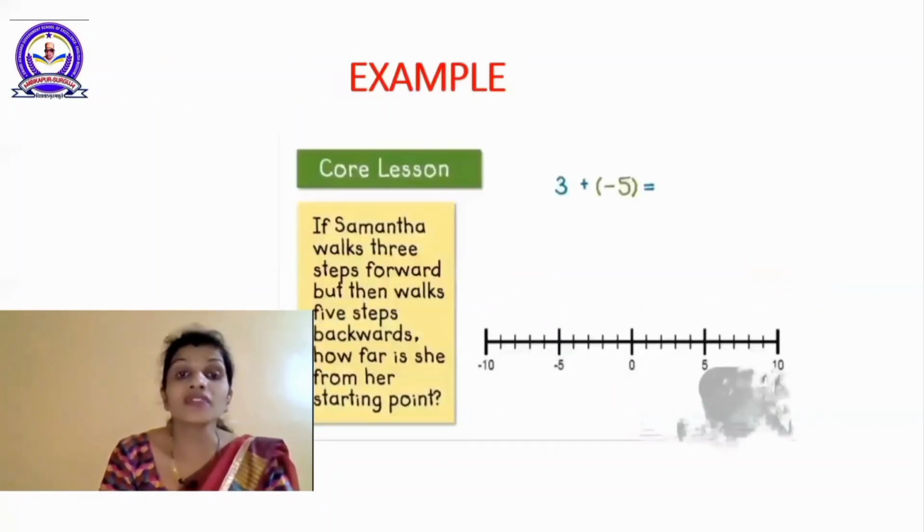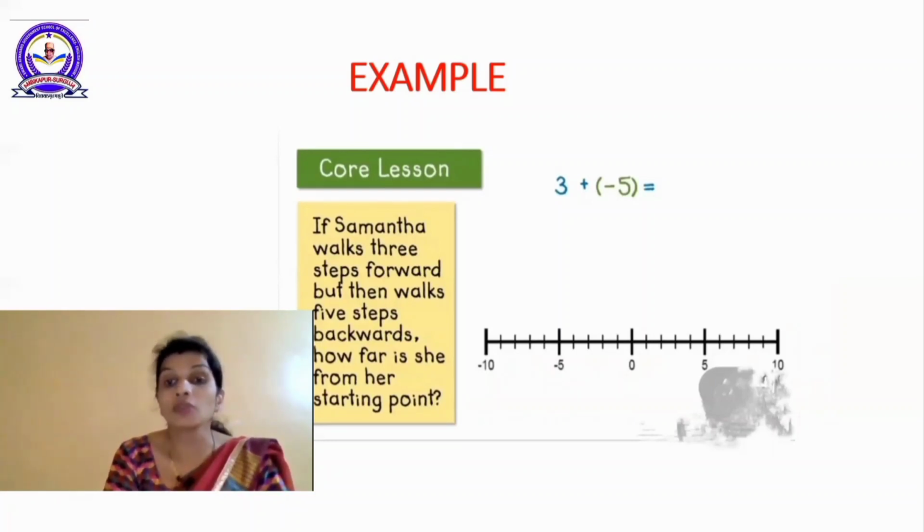Now, suppose there is a girl whose name is Samantha. Samantha walks 3 steps forward. So what happens? She walks 3 steps forward. From 0, if she moves 3 steps forward, she will reach 3.